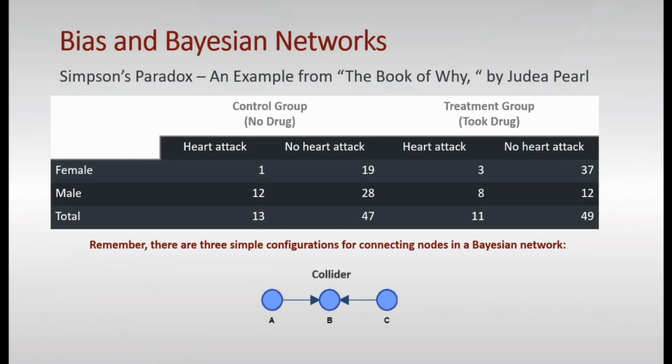And then you have a collider, where you have a confluence of two or more parent nodes feeding into a child node. I would say that the collider and the first one, the chain, are where you probably see examples of bias. We're going to start with the chain configuration and show you where bias occurs in Simpson's paradox here.